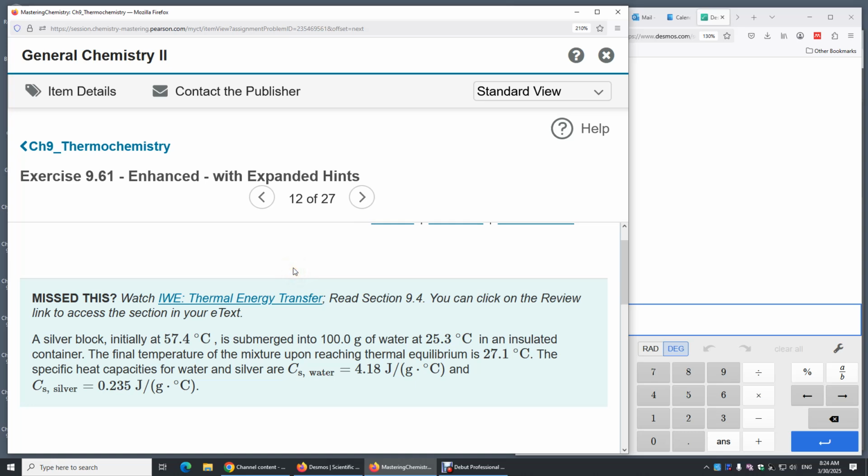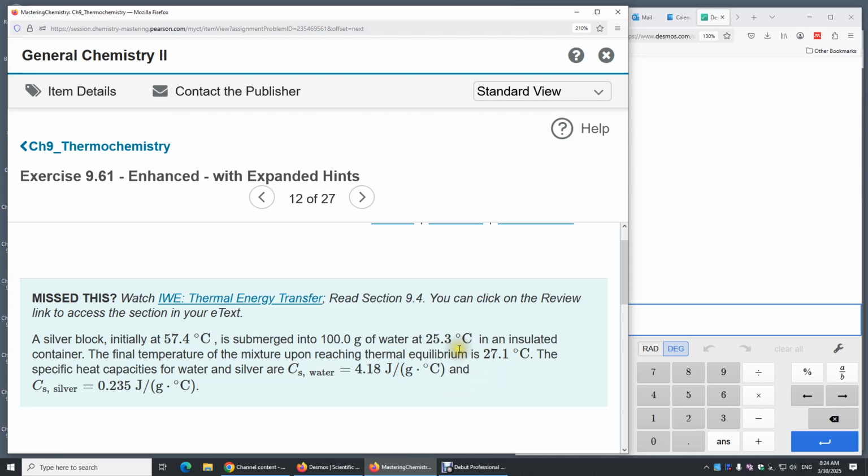Chapter 9 Thermochemistry Exercise 9.61. A silver block, initially at 57.4 degrees Celsius, is submerged into 100 grams of water at 25.3 degrees Celsius in an isolated container. That means there's no heat loss or heat gain for the mixture of silver and water. The final temperature of the mixture upon reaching thermal equilibrium is 27.1.